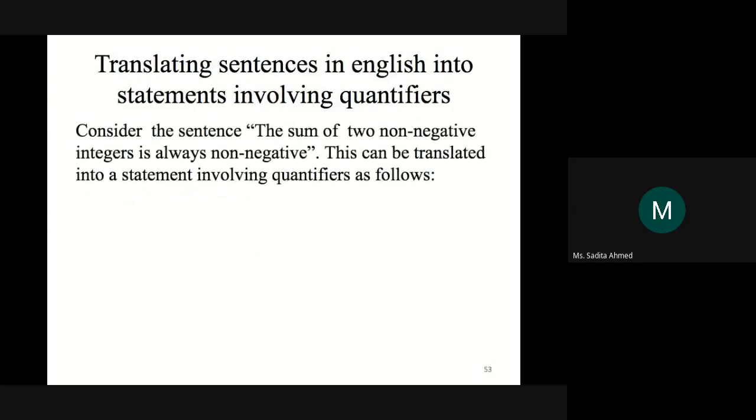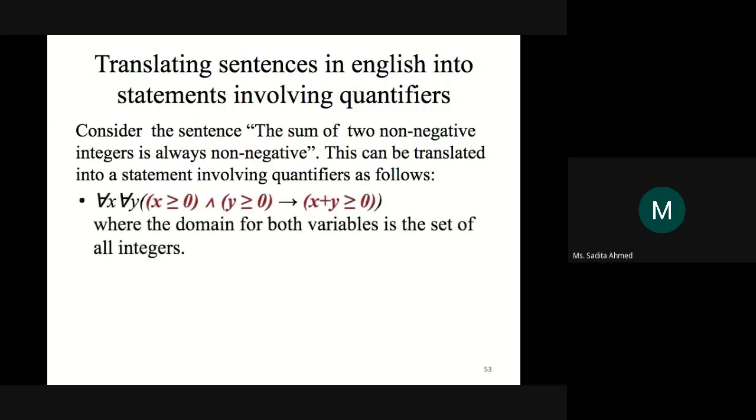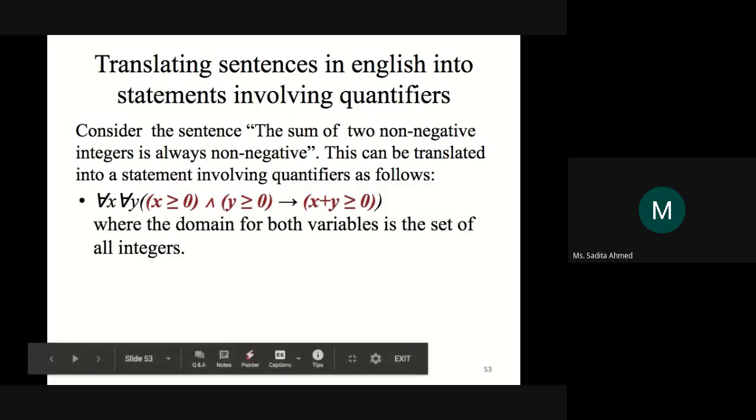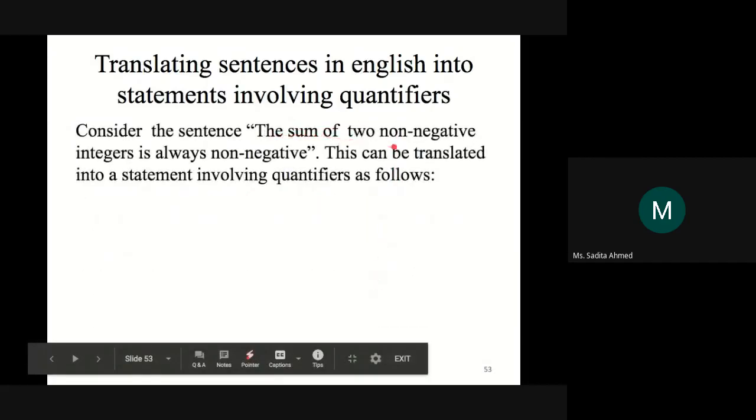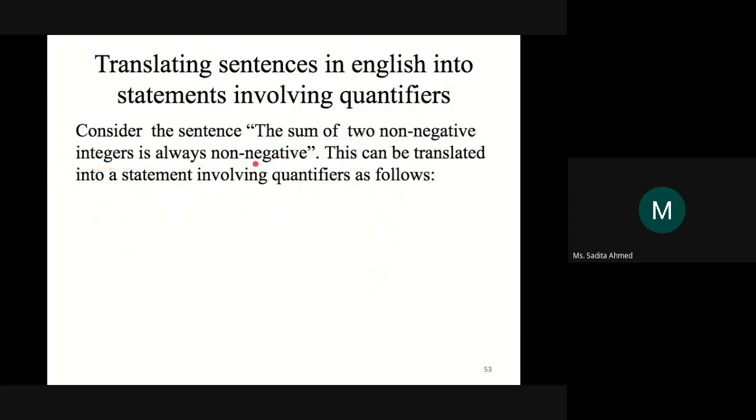Okay, so sometimes you might have to translate statements in natural language into statements involving quantifiers. Here, for example, our statement was: the sum of two non-negative integers is always non-negative. The way we translate these statements into expressions using quantifiers, predicates and other symbols of propositional logic is that first you have to specify the domain. The domain is important. Based on how you specify the domain, you'll draw out the rest of your expression.